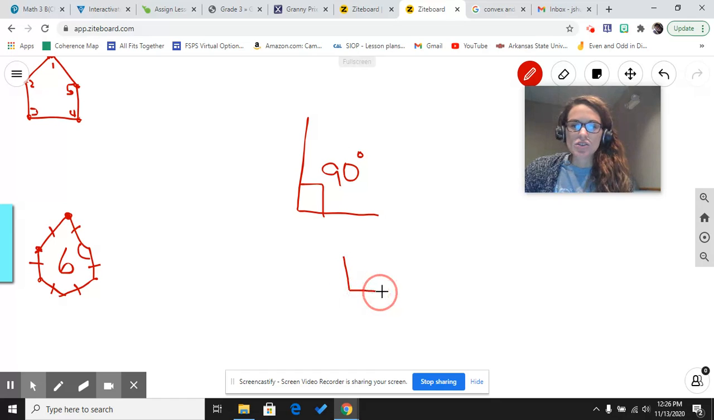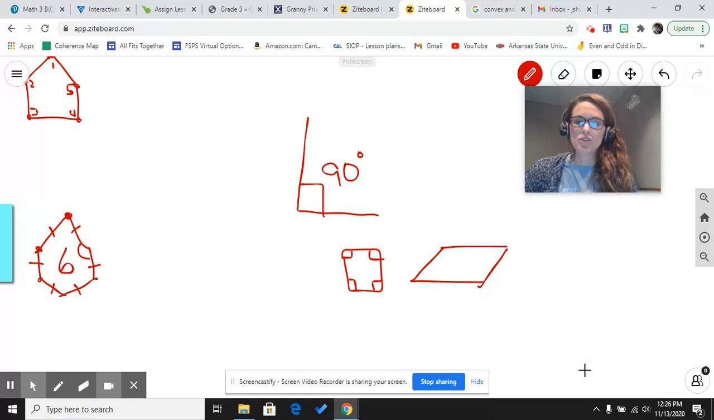So you've been looking at squares and rectangles. Every one of the angles on those is 90 degrees. And that makes them a little bit different than the parallelograms you've been looking at, because it looks like it's kind of been knocked over a little bit, huh? They're not all 90 degrees. Okay?